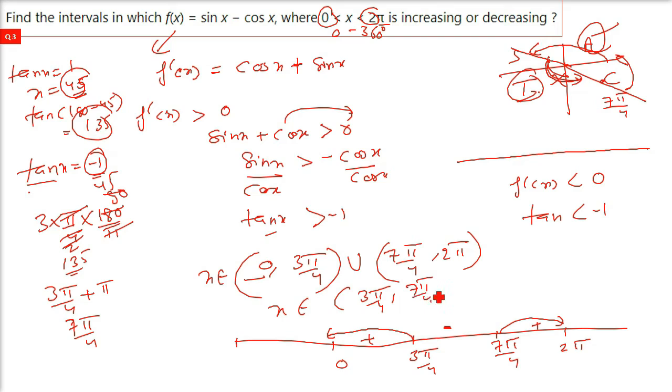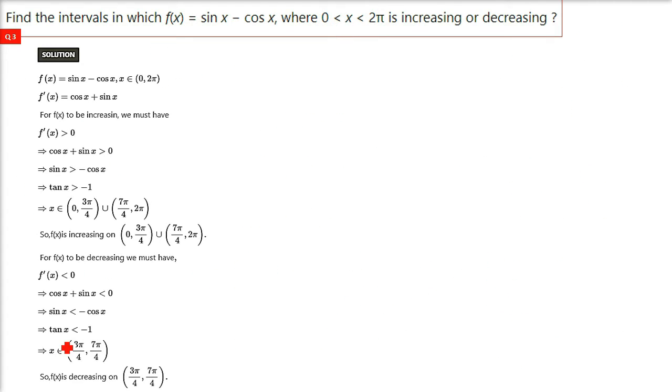So when tan x is greater than minus 1, it is the whole union, and when it is less than minus 1, it is decreasing, on 3 pi by 4 to 7 pi by 4. Now just see how we have solved it, and this is the solution reference for you, because it will be very easy if you make the number line and show the examiner how you have solved this question.